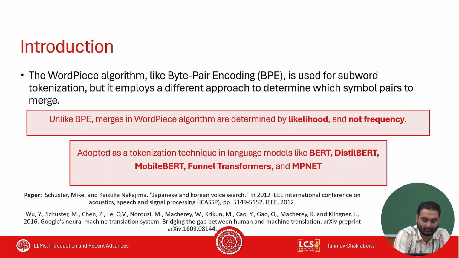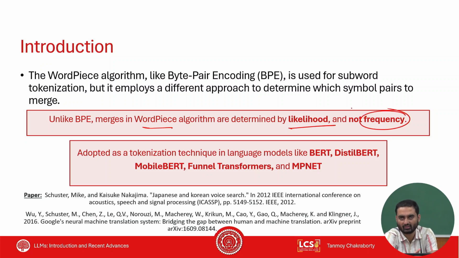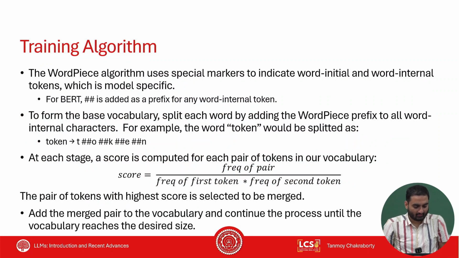So in WordPiece, we merge based on something called the likelihood, not frequency. How do we define likelihood? We'll discuss. This WordPiece tokenization is used in BERT, the Google BERT paper, DistilBERT, MobileBERT, Funnel BERT, and MPNet, and so on and so forth. This was proposed way back in 2012, and then I think later on it was modified for the task of language processing. Okay, so let's look at the steps here.